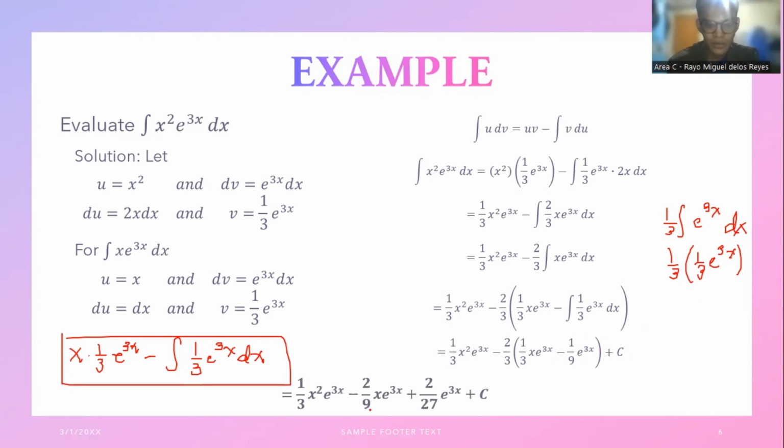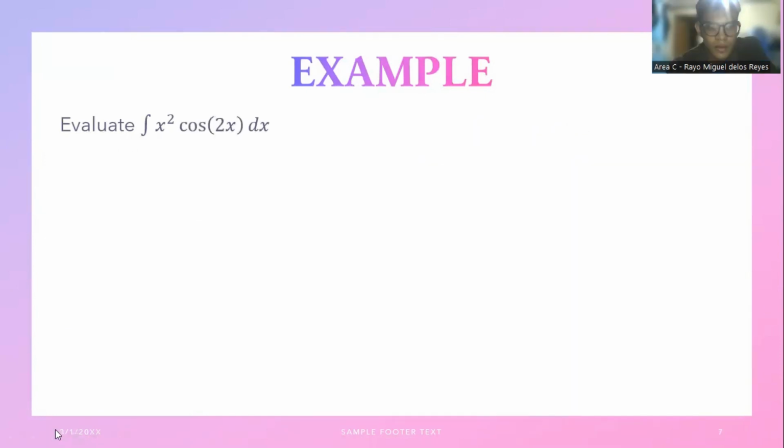And then, for our answer is 1/3 x squared e raised to 3x minus 2/9 x e raised to 3x plus 2/27 e raised to 3x plus c. Kasi yung 2/3 na yan, negative 2/3 na yan is dinistribute lang natin siya.